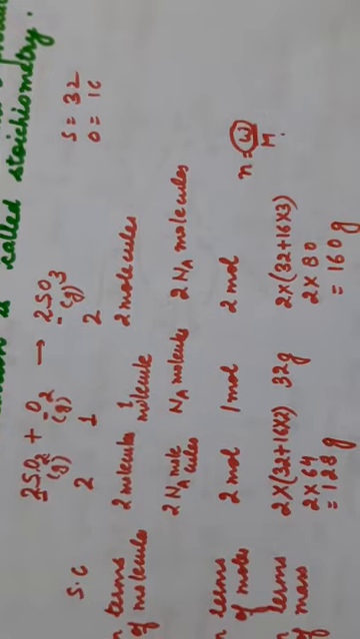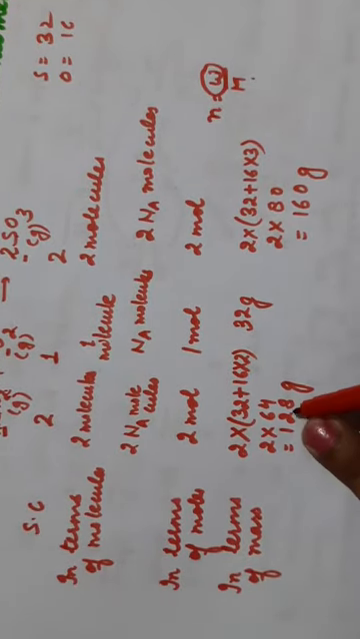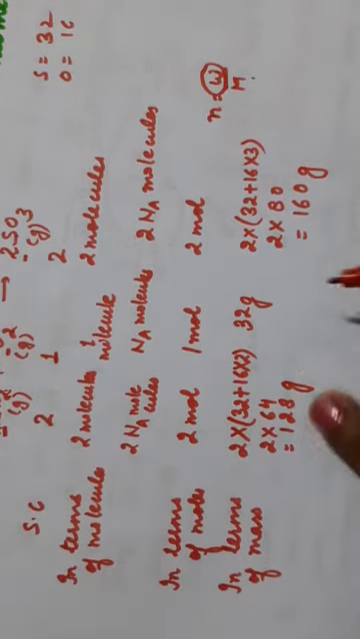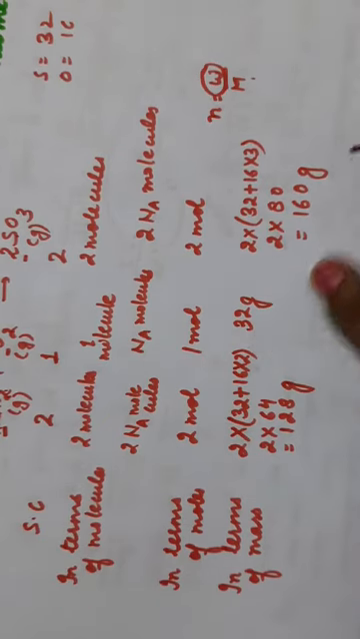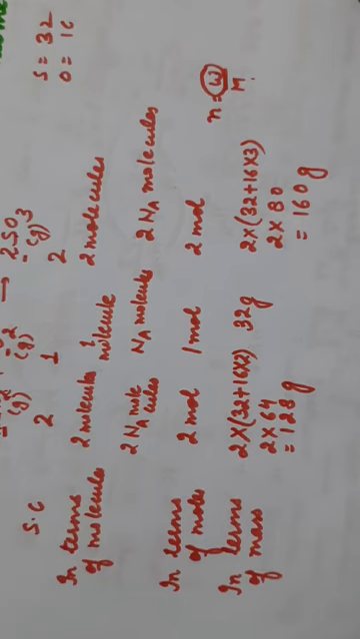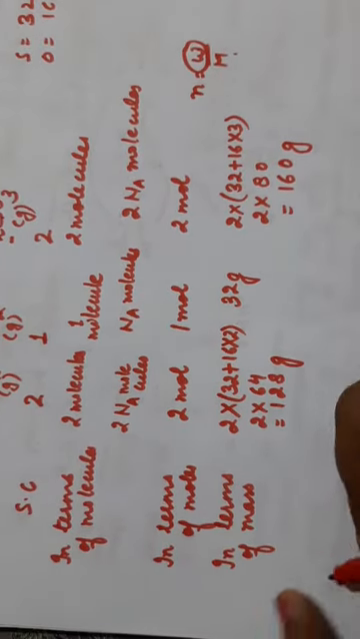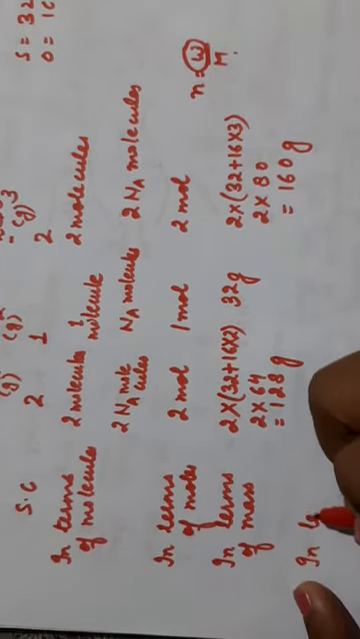So what is the relation in terms of mass? 128 gram of SO2 reacts with 32 gram of O2 to form 160 gram of SO3. So we have got the third relation in terms of mass. Fourth relation we will write in terms of volume.